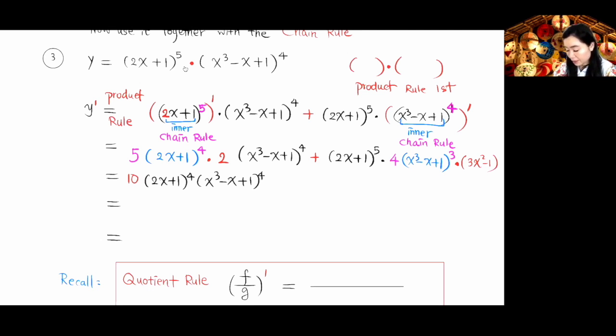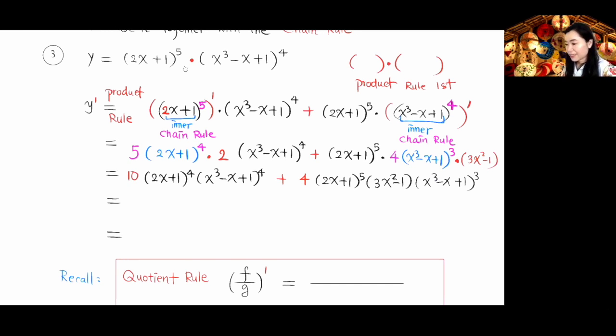And then here you have adding. I have a 4 over here. So 4 times 2x plus 1 to the 5th power times 3x squared minus 1 times x cubed minus x plus 1 to the 3rd power. Okay, so I just simplified. 5 times 2 make 10, and over here I just rearranged the order.